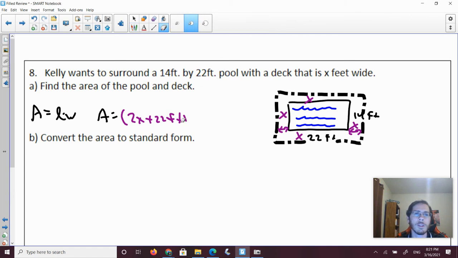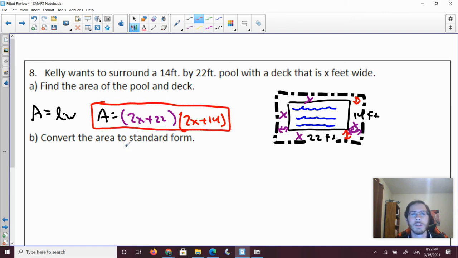I don't know why I put feet there. We don't want feet right there. 2x plus 22. For the width, we'll check the up and down. So we've got 14 from the pool, but then there's also x and another x, because again, there's deck on both sides of the width of the pool. So this is going to be 2x plus 14. So that's our area, so that's what we wanted to answer for part A.